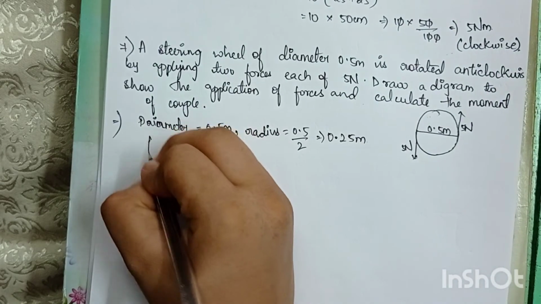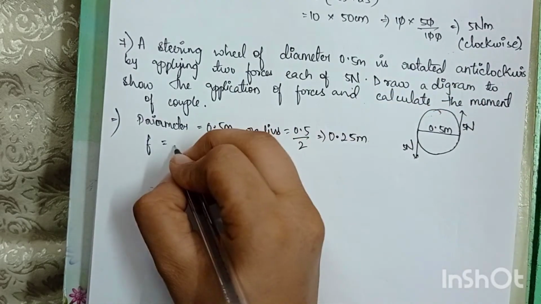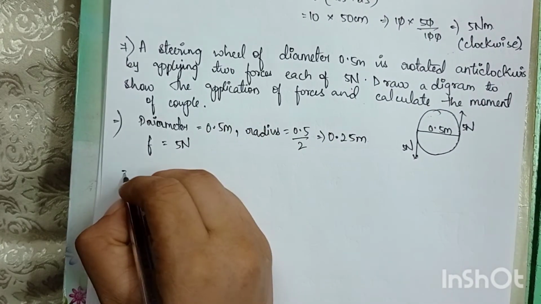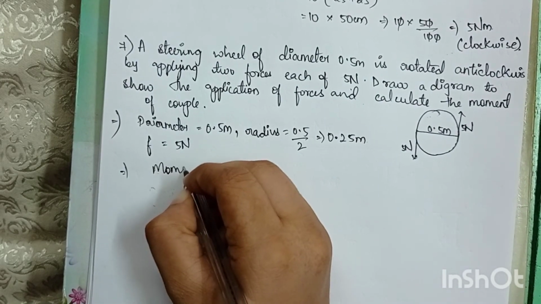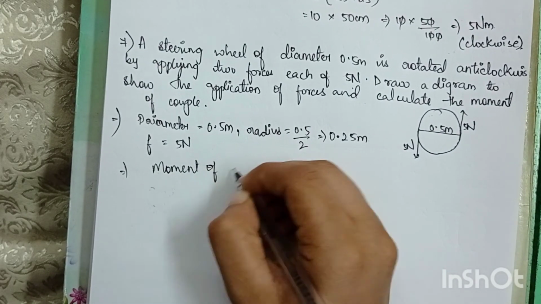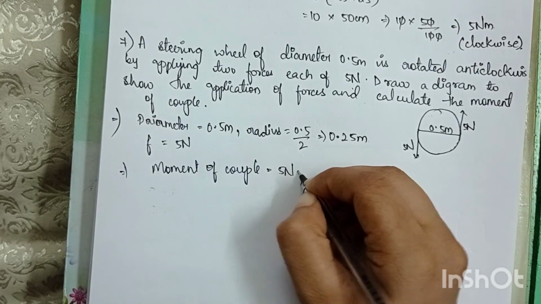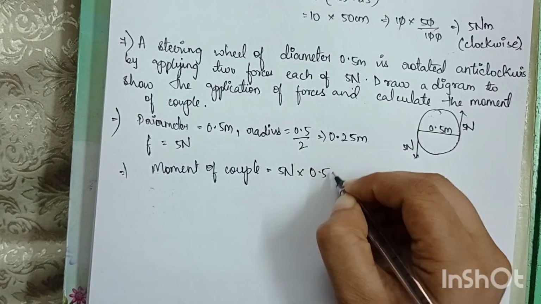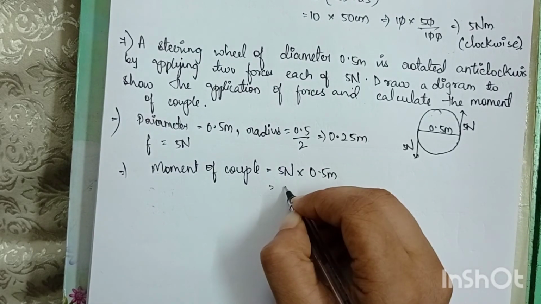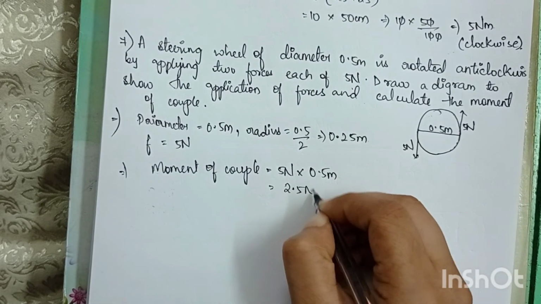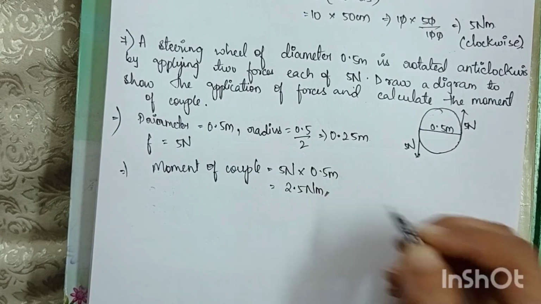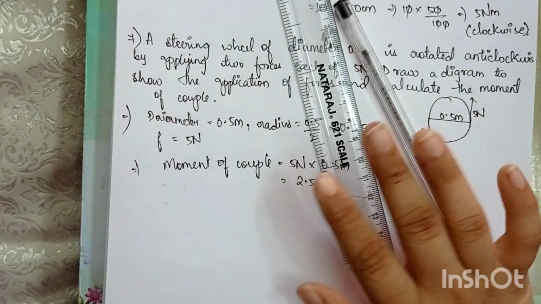And now force is given, which is 5 Newton, and we need to find the moment of couple. Before this video I told you the definition of moment of couple, which is 5 Newton force into displacement 0.5 meter. So the answer will be 2.5 Newton meter. So we got the seventh answer also. So now, till here only.